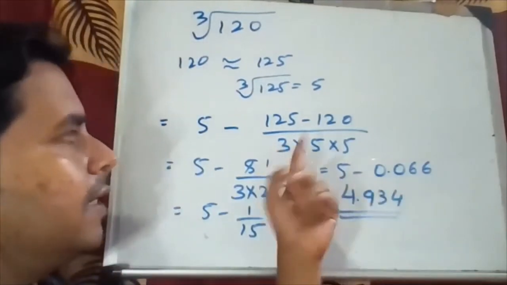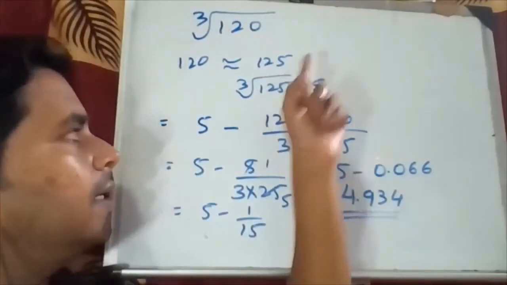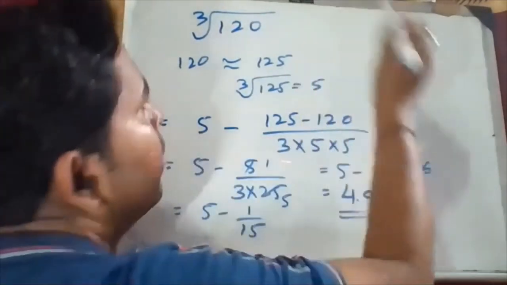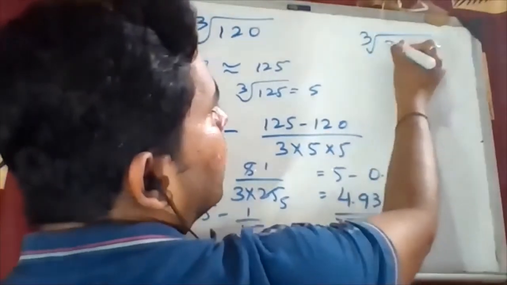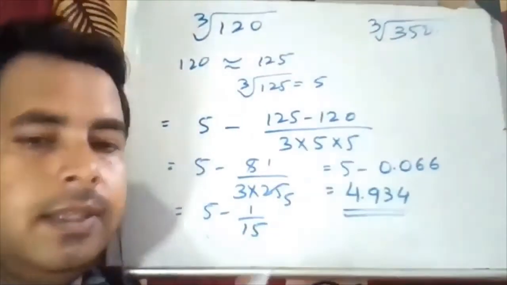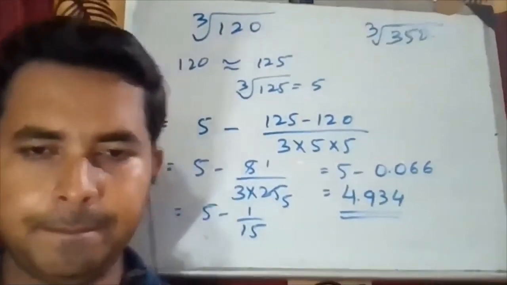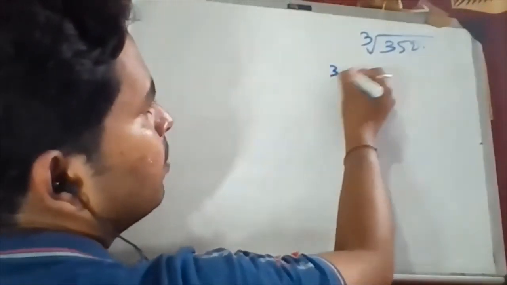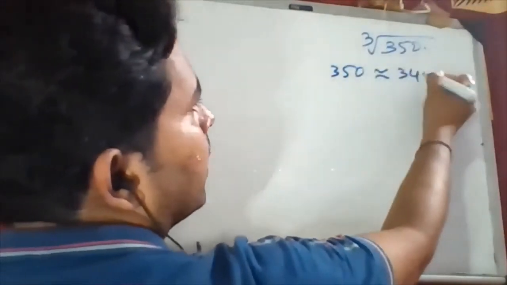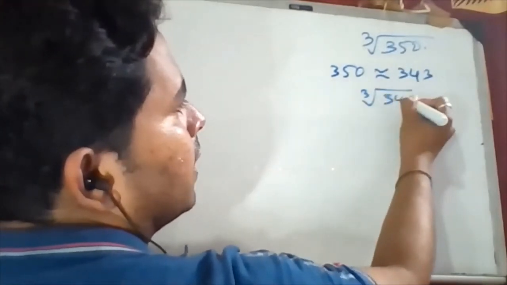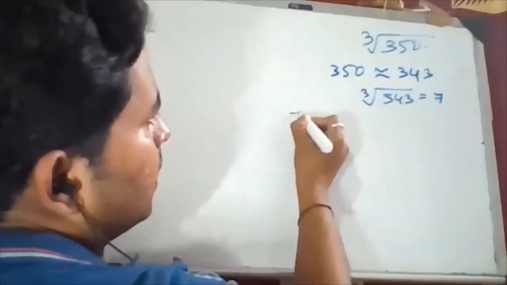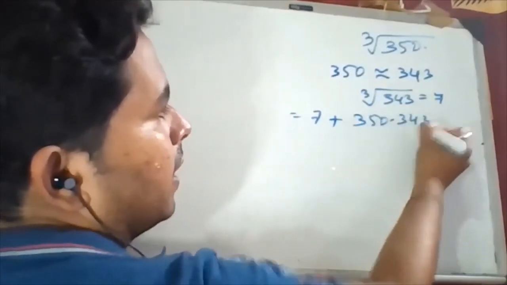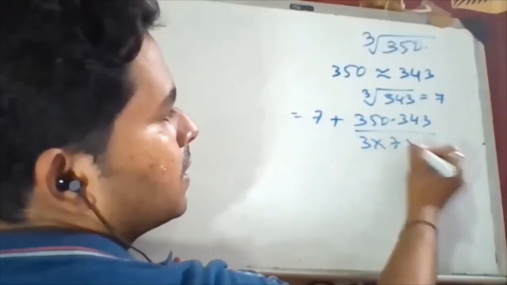So the only difference is the 3, and if the nearest value is bigger, do the subtraction. Now you people try. I'll give one more example: cube root of 350. You people try and tell. The answer will be 7.047. Here 350 is near to 343, and the cube root of 343 is 7. So 7 plus (350 minus 343) divided by 3 into 7 into 7.